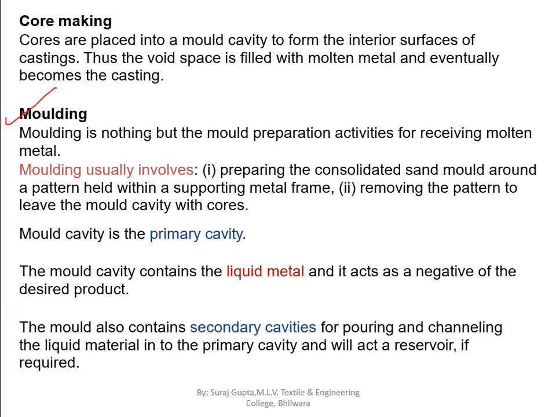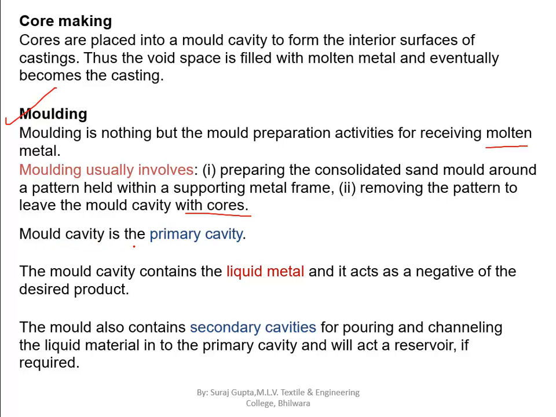Molding. Molding is nothing but the mold preparation activities for receiving molten metal. Molten means liquid metal. Molding usually involves first preparing the consolidated sand mold around a pattern held within a supporting metal frame, which is known as the cope and drag flask. Second, removing the pattern to leave the mold cavity with cores. Cores are also there.